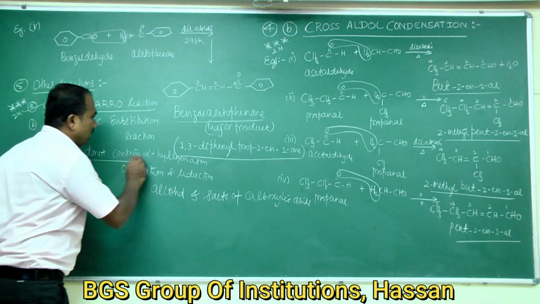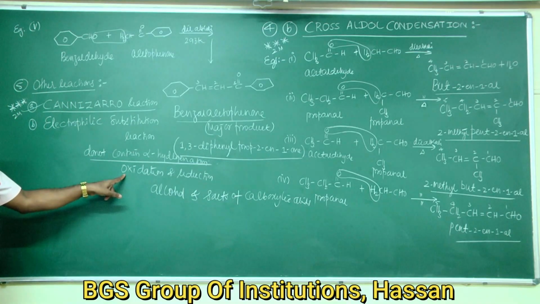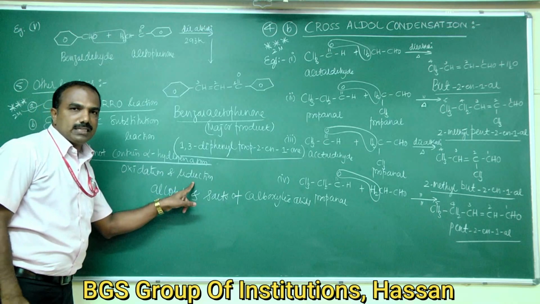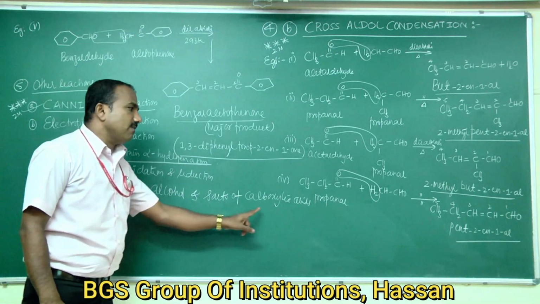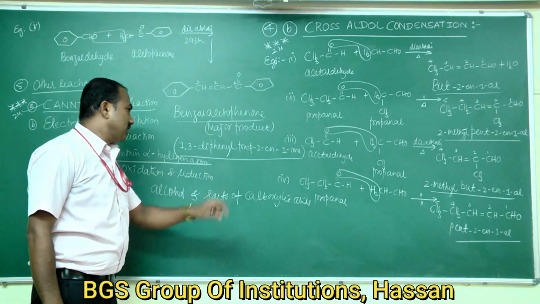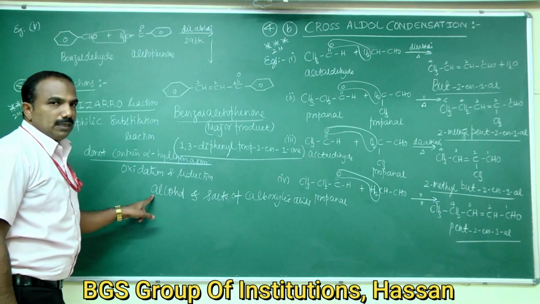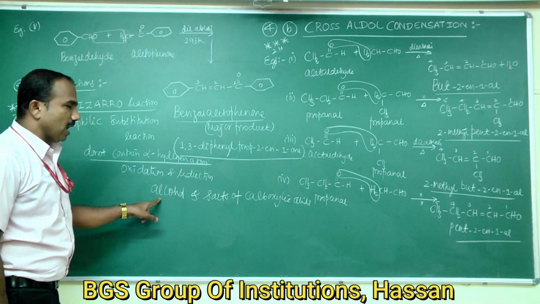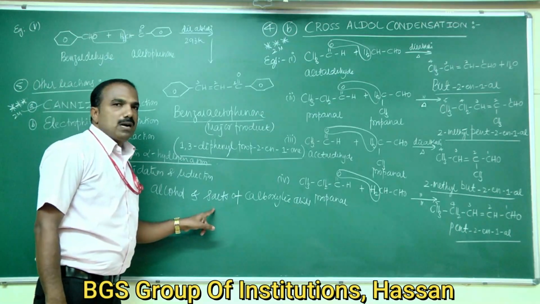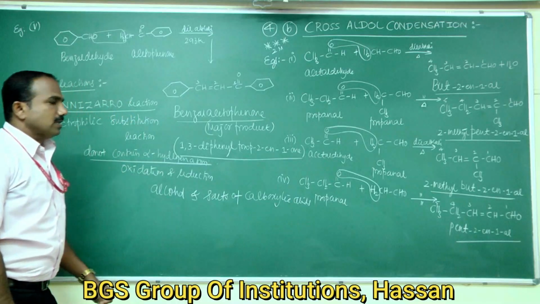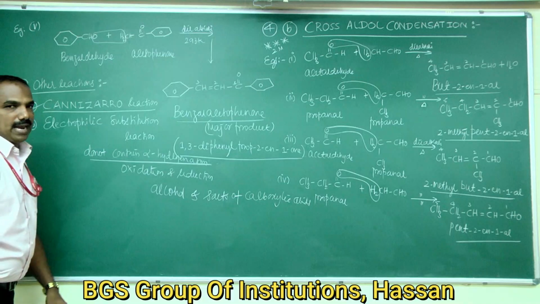Aldehydes which do not contain alpha hydrogen atoms undergo simultaneous oxidation and reduction, that is disproportionation, to give a mixture of alcohol and the salts of carboxylic acids. In this reaction, one molecule of aldehyde is reduced to alcohol, and another molecule of aldehyde is oxidized to salts of carboxylic acids. So this is Cannizzaro's reaction.